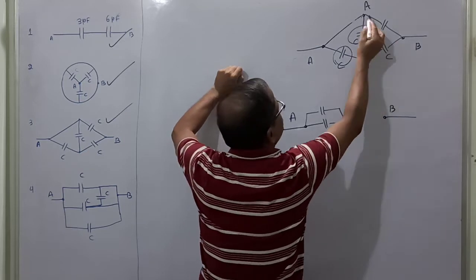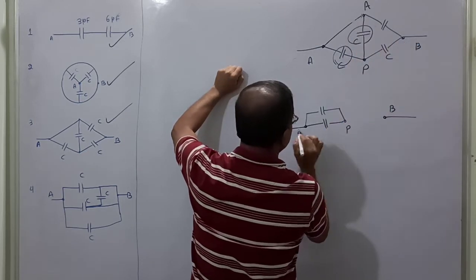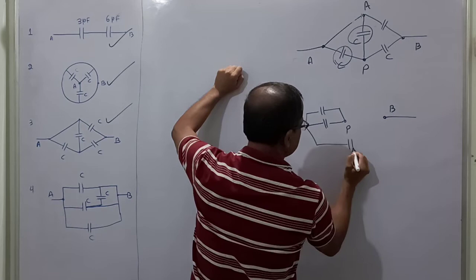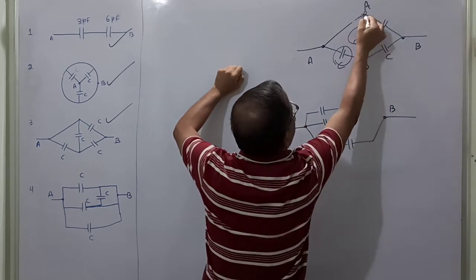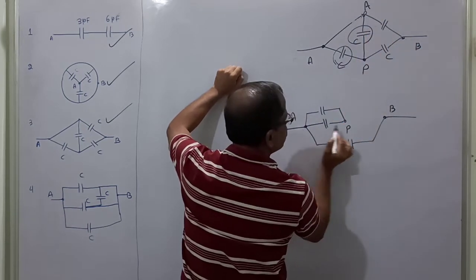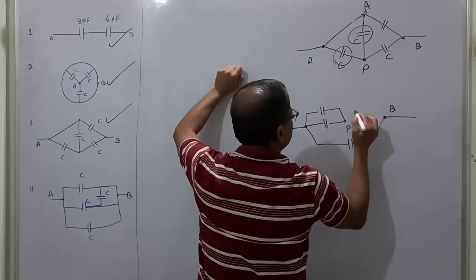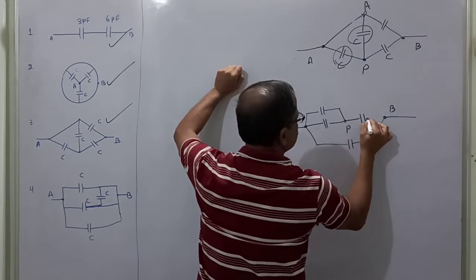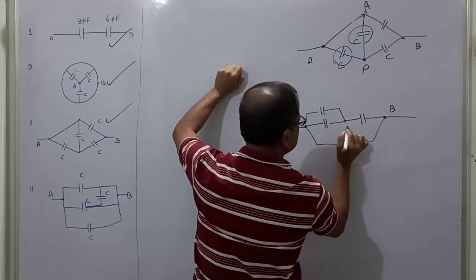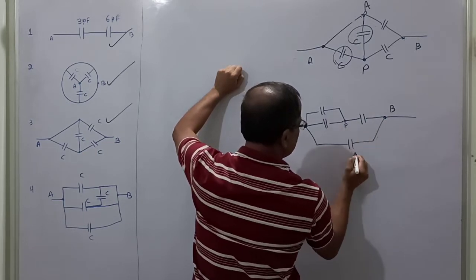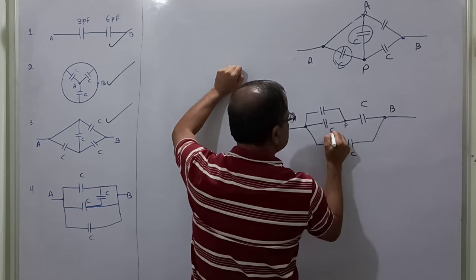Another capacitor is from A to B. So A to B, this one. This is A point, this is B point. Another capacitor is between B to P, so this capacitor is from this to this. So now this point is P. All these capacitors have capacitance C.